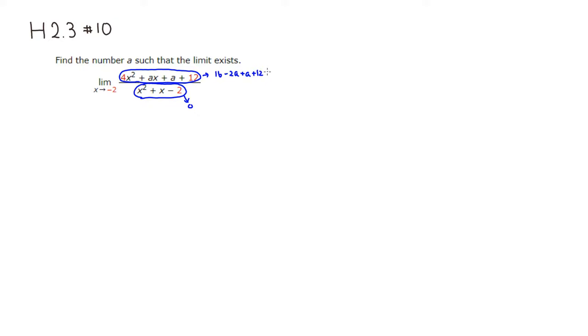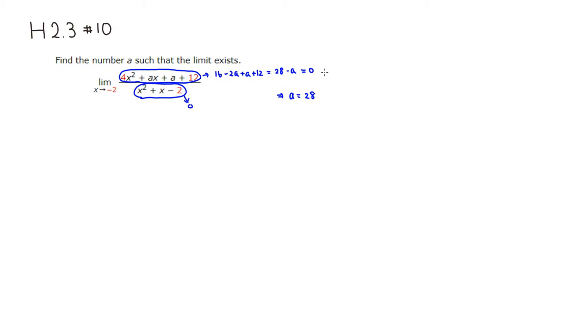You can see that 16 plus 12 is 28, minus a. If the numerator does not approach 0, the limit will not exist because the denominator goes to 0. If the numerator goes to non-zero, then it's going to be either positive infinity or negative infinity. So the numerator has to go to 0 for this limit to exist. So we set that equal to 0, which gives you a equals 28.